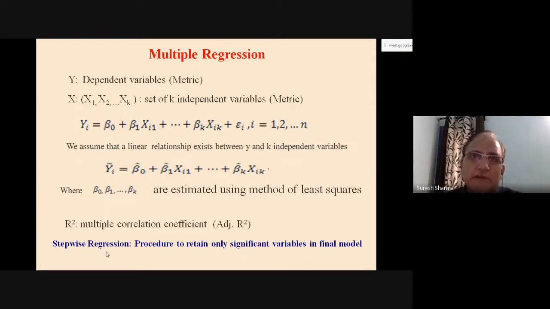Once we follow the stepwise regression principle, it will include only those variables into the model which make a significant contribution to predict y, and the rest of them will be thrown out of the model automatically. Moreover, stepwise multiple regression will give you the idea which one comes at number 1, which one comes at number 2, and which one comes last. So for that purpose, we apply multiple linear regression.